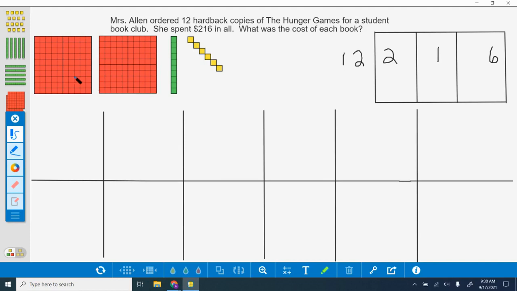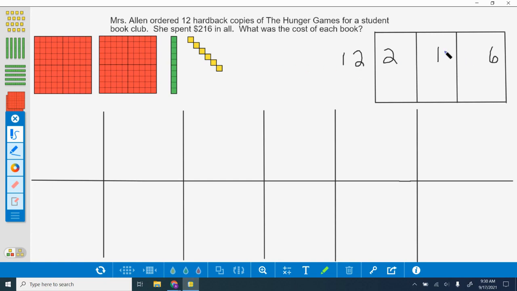So you can see we have 100, 200, 210, 211, 12, 13, 14, 15, 16. We have 2 hundreds, 1 ten, and 6 ones. What do you think these represent? Yeah, these represent the total dollars that she spent.